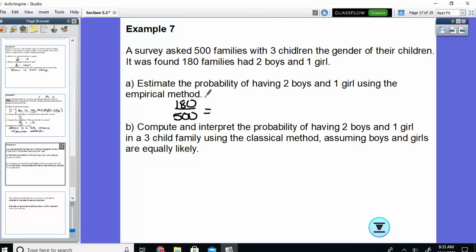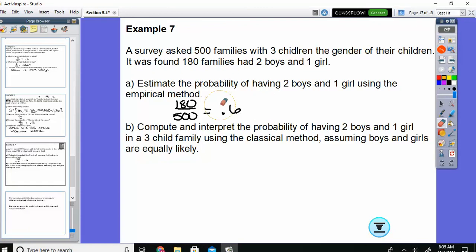So if we divide those, that is 0.36. Oh, yeah, I typed in 300 instead of 500. Sorry about that. I was thinking that does not seem right, that it's more than 50% likely to have 2 boys and 1 girl. Okay, here we go.